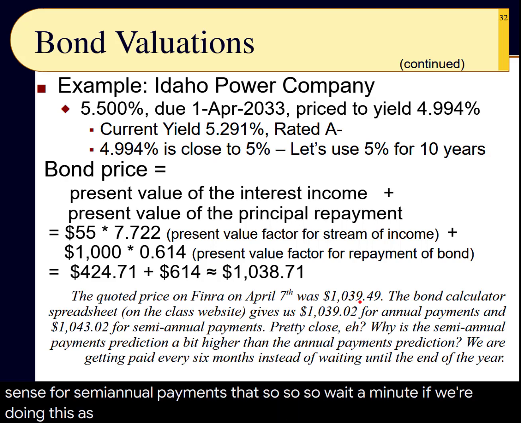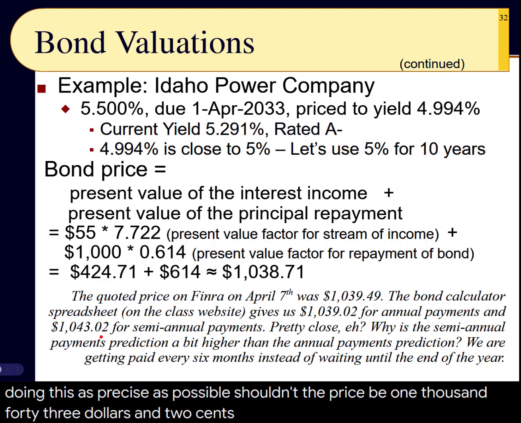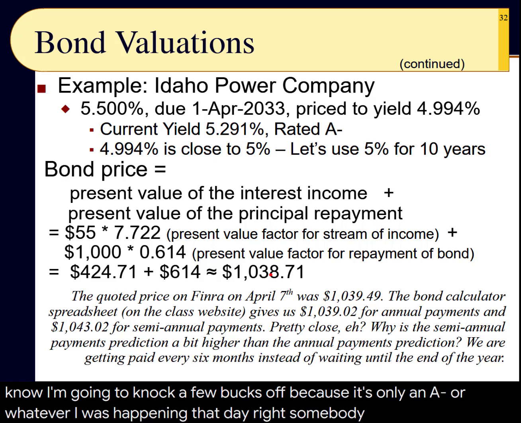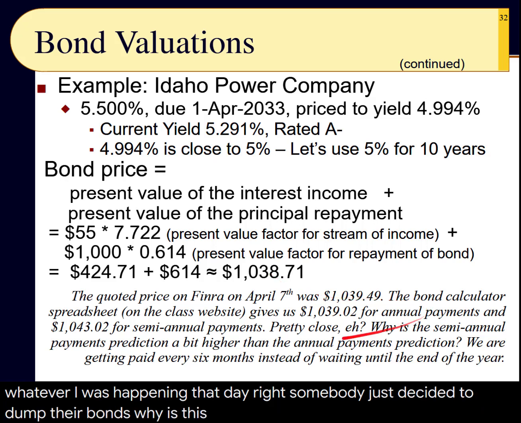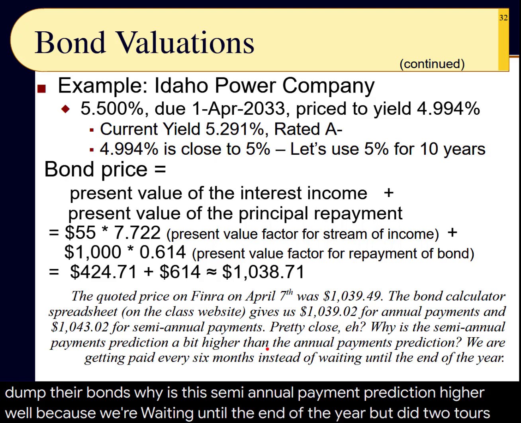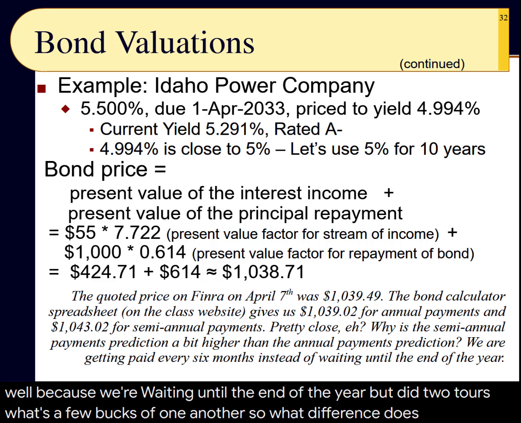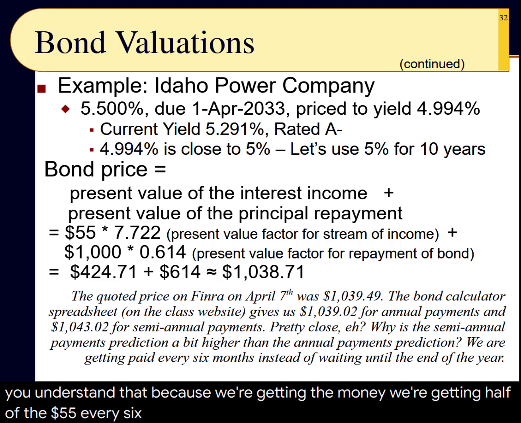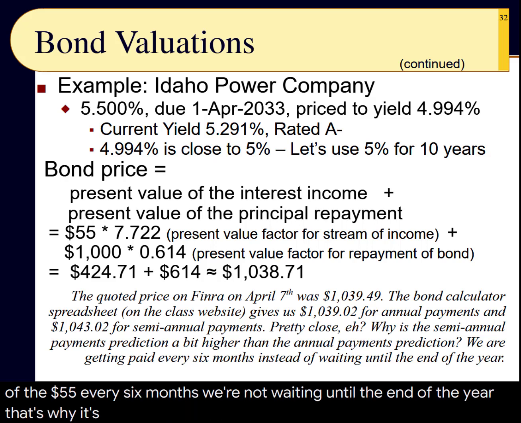So wait a minute. If we're doing this as precisely as possible, shouldn't the price be $1,043.02? Well, investors are saying, I'm going to knock a few bucks off because it's only an A minus or whatever was happening that day, right? Somebody just decided to dump their bonds. Why is the semi-annual payment prediction higher? Well, because we're getting money every 6 months. We're not waiting until the end of the year. But the two are within a few bucks of one another, so what difference does it make? But you understand that because we're getting half of the $55 every 6 months, we're not waiting until the end of the year. That's why it's worth a little bit more when we do the precise calculation.